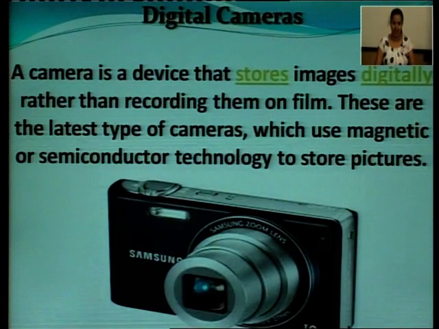Here are the digital cameras. Here we see a smile on a face, then it clicks. So, a camera is a device that stores images digitally rather than recording them on a film. These are the latest type of cameras which use magnetic or semiconductor technology to store the picture.